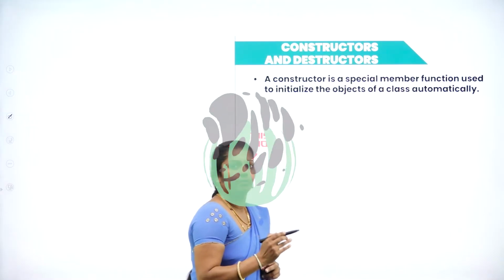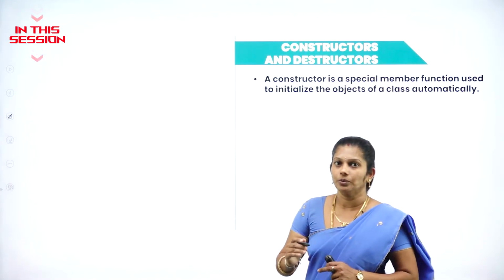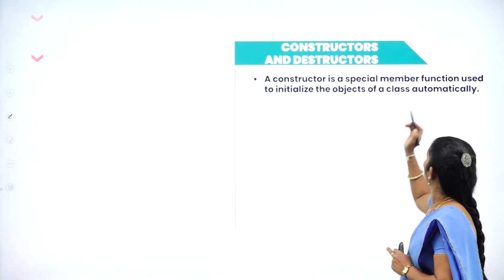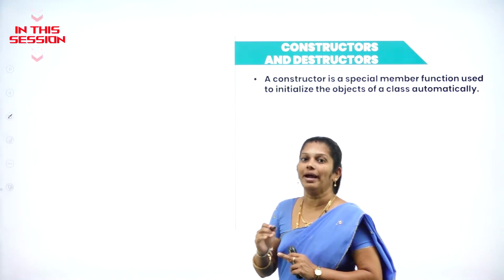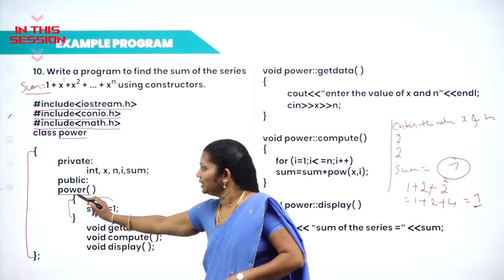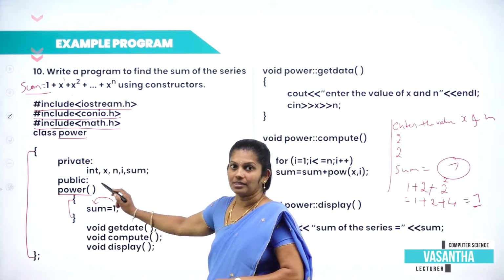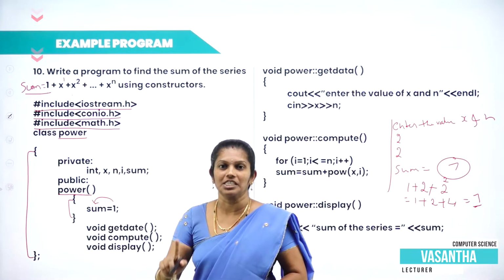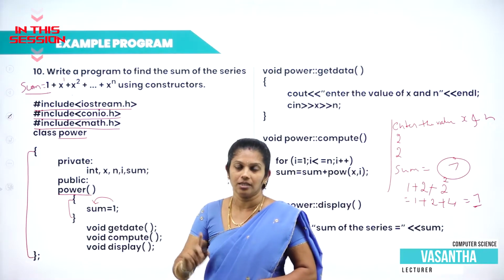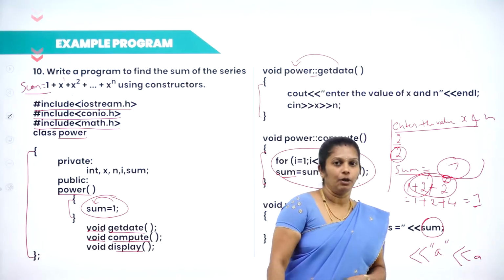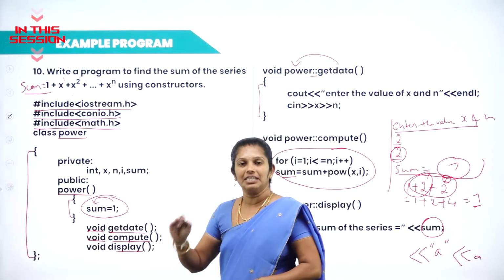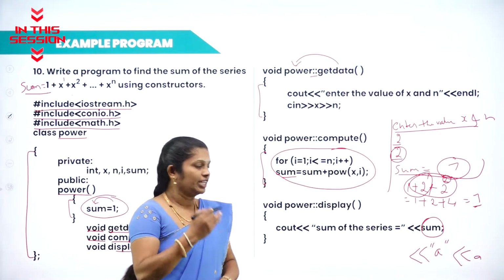A constructor is a special member function used to initialize the object of a class automatically. The first function is the power function. This is a constructor function. It's a special member function used to initialize the object of a class. With double quotes, whatever we write, even if there is a spelling mistake, it will display as it is.